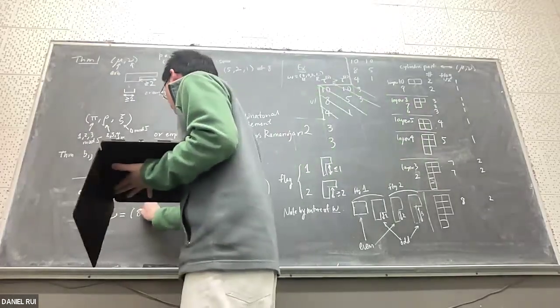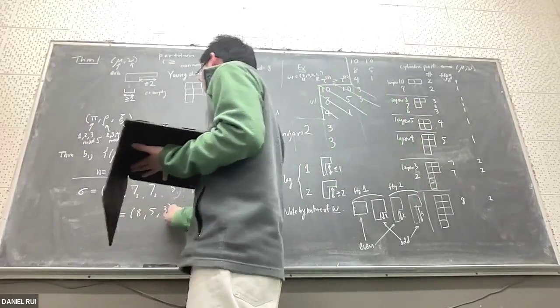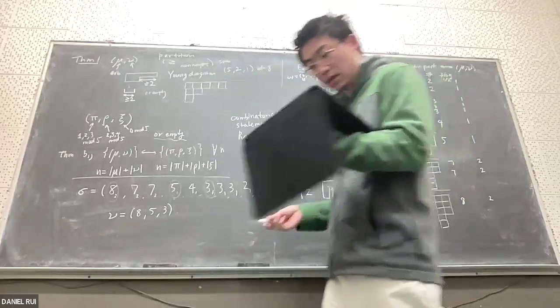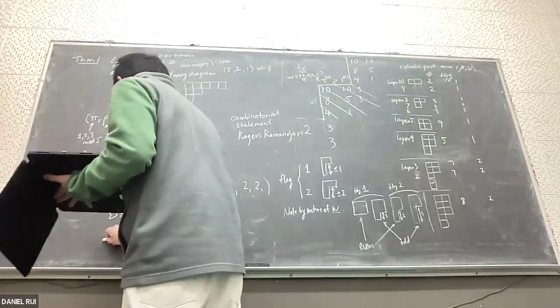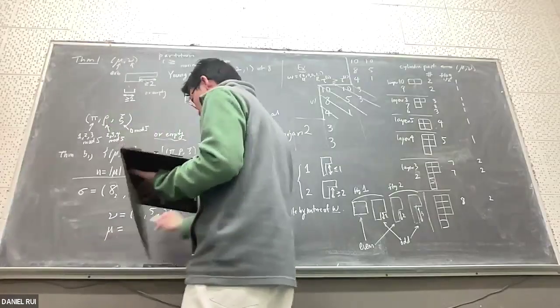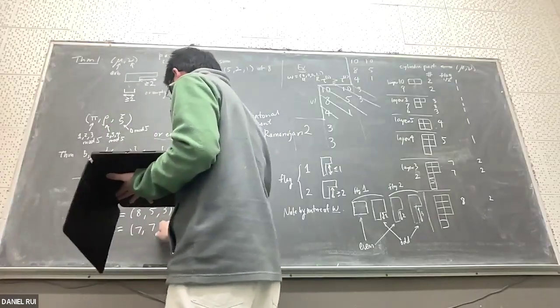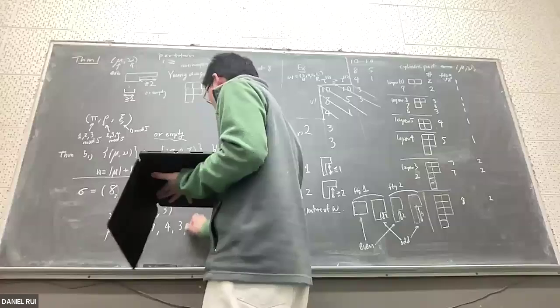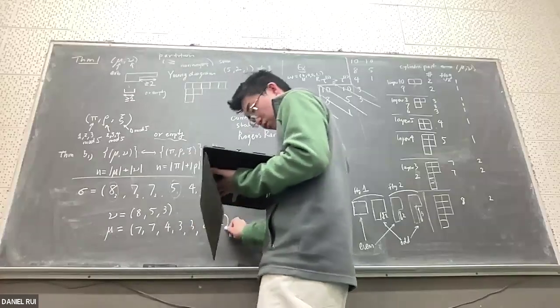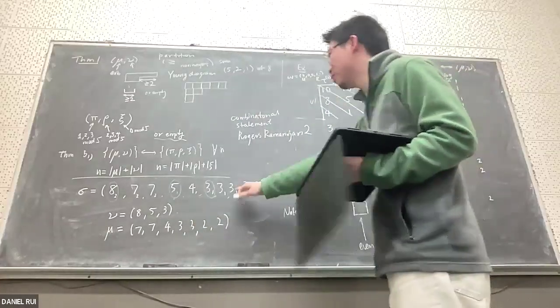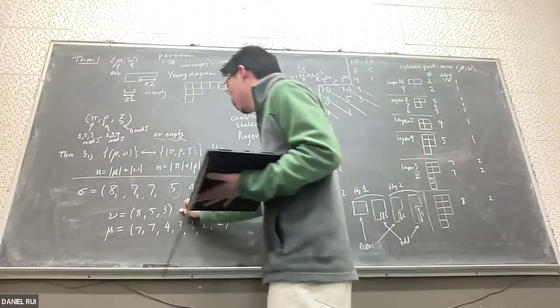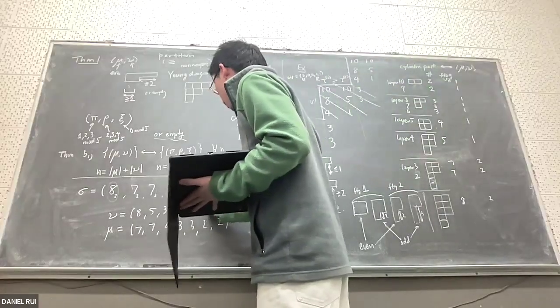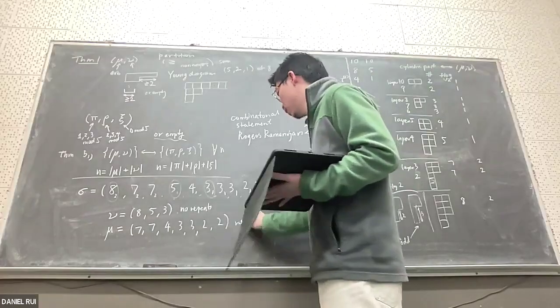So let's see, 8, 5, and 3. And mu is defined as everybody who's left. So 7, 7, 4, 3, 3, 2. And we keep all the repeats. So there are no repeats in nu, but repeats allowed in mu.